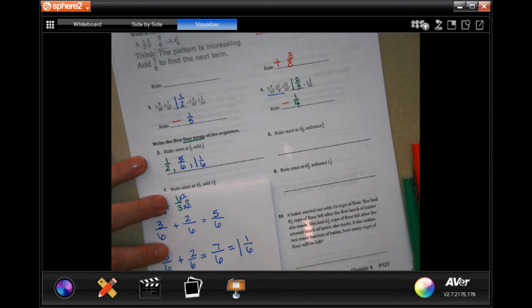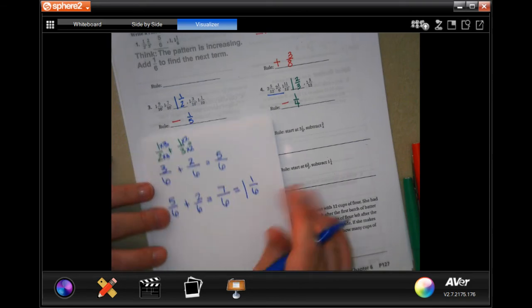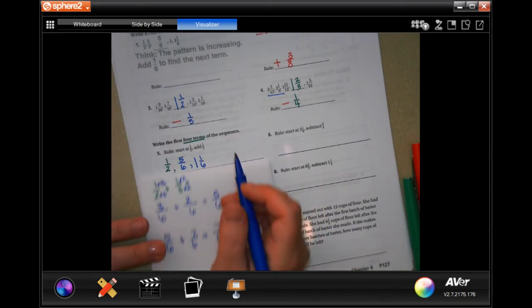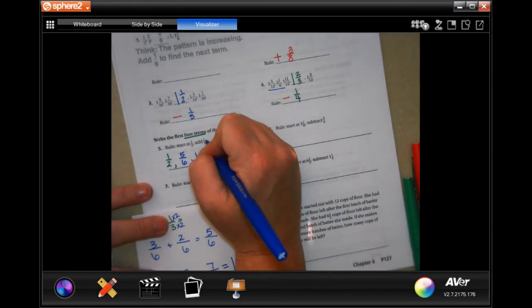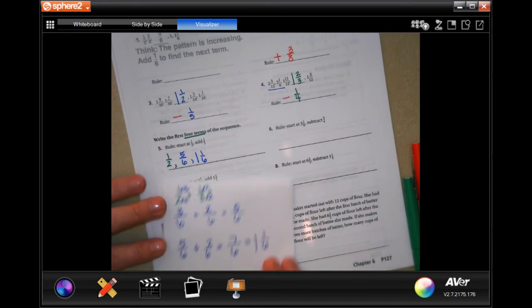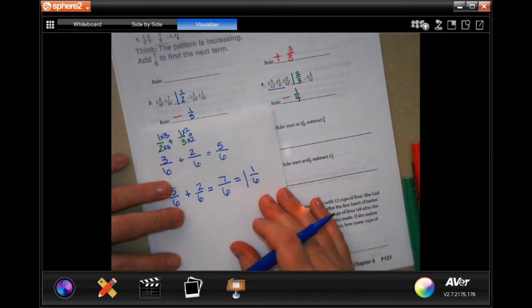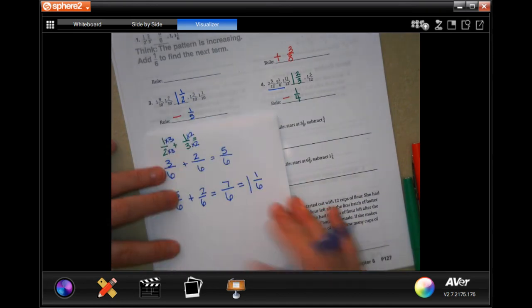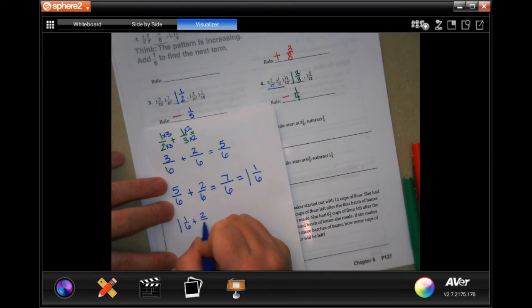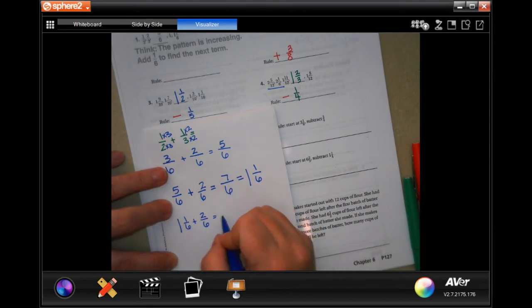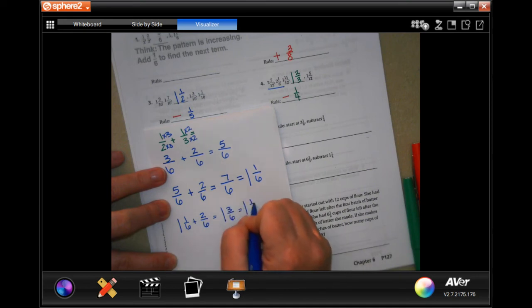Okay? I'm going to add that 2/6 again. My denominator is 6. I'm going to add 2/6, okay? So whatever my rule is, I'm going to add 2/6, okay? That's my rule: add 2/6, okay? Okay, so now 1 and 1/6 plus 2/6 equals 1 and 3/6. Well, 3/6 is equal to 1/2, okay?